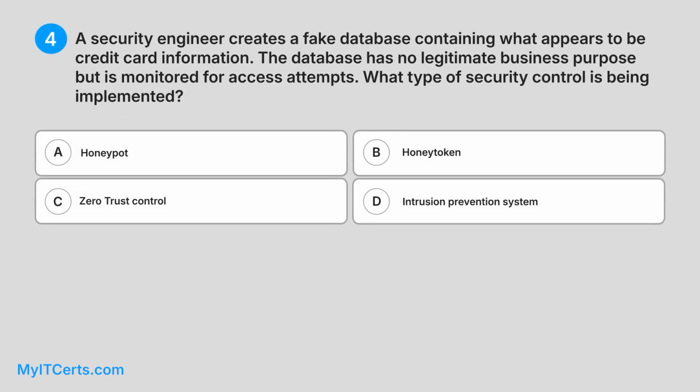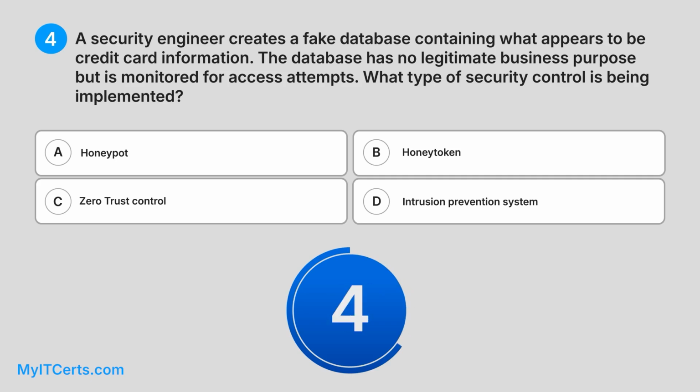4. A security engineer creates a fake database containing what appears to be credit card information. The database has no legitimate business purpose, but is monitored for access attempts. What type of security control is being implemented? A. Honeypot. B. Honey token. C. Zero trust control. D. Intrusion prevention system. What do you think is the answer?